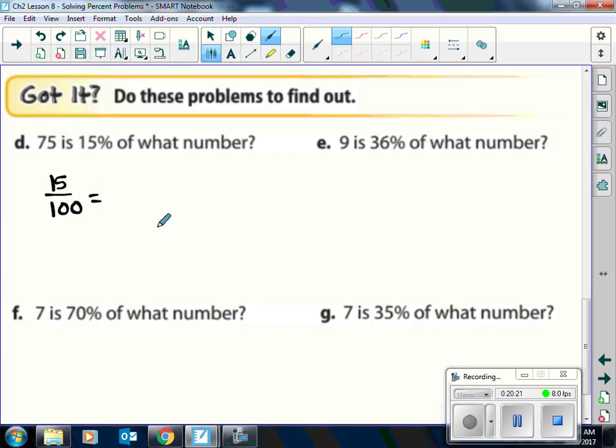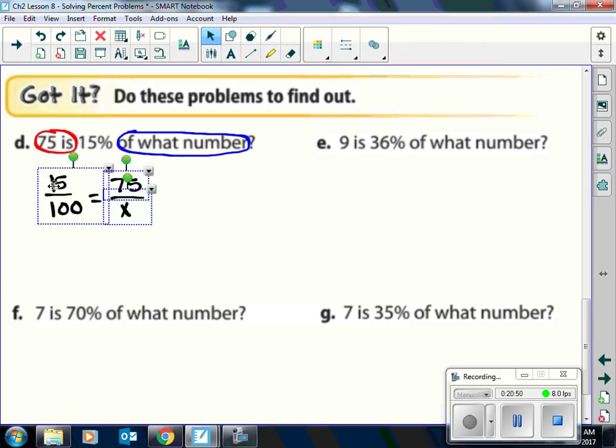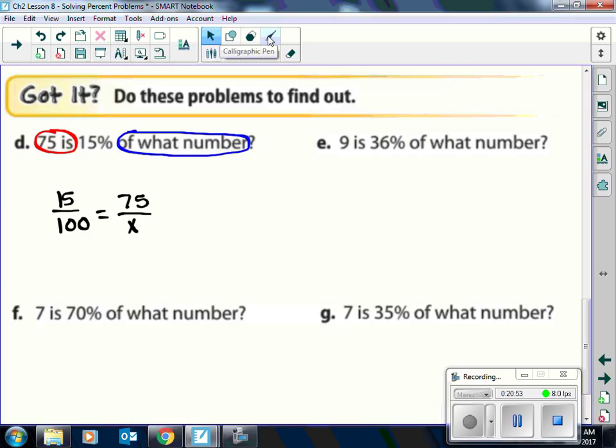The is number is the part. Here's the is number. See, 75 is. And that goes where? In the numerator. So 75 goes in the numerator. And the of what number is the whole. And where does that go? In the denominator. Very good. So that is what we're solving for, our x down there. Now, rather than doing cross multiplying on this one, can I just say, how can I get from 15 to 75?